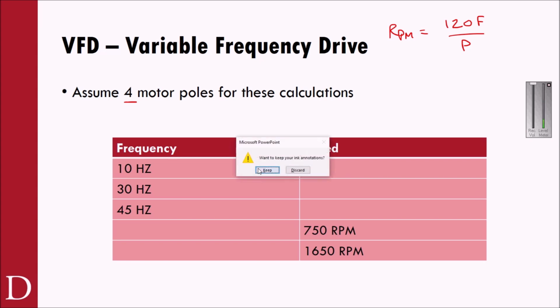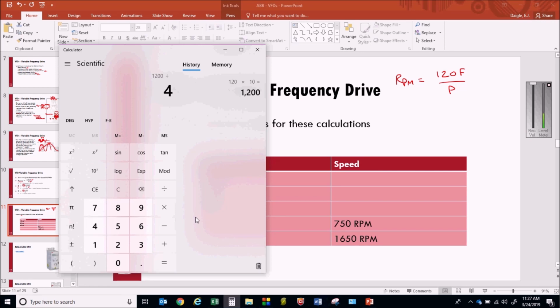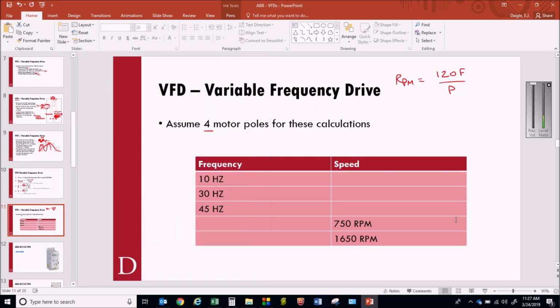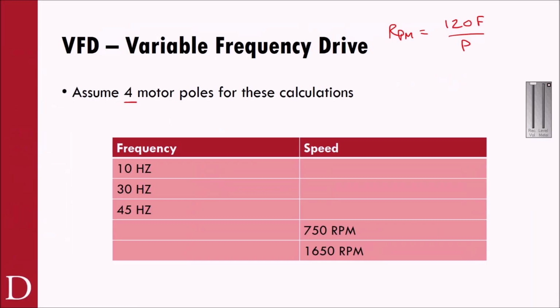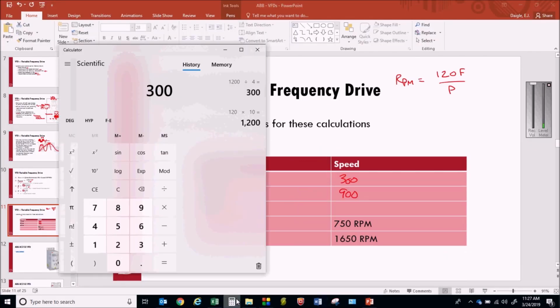I'm going to keep my annotations here for a second. If I do 10 hertz, 120 times 10, divided by 4, I get 300 RPM for that one. So that first one is 300 RPM. And I'm going to guess, if 30 hertz is 3 times that, this one's probably 900 RPM, right? We'll do one more here. Let's do 45 times 120, divided by 4. I get 1350 RPM.